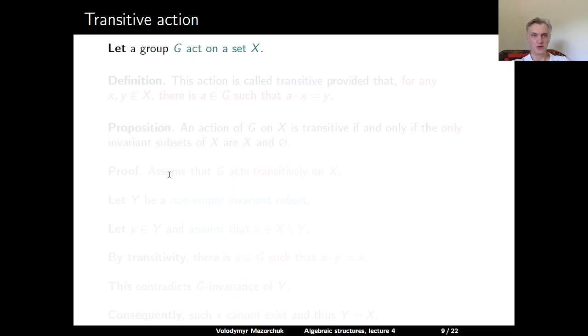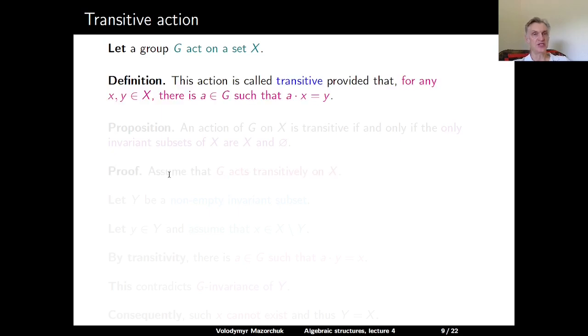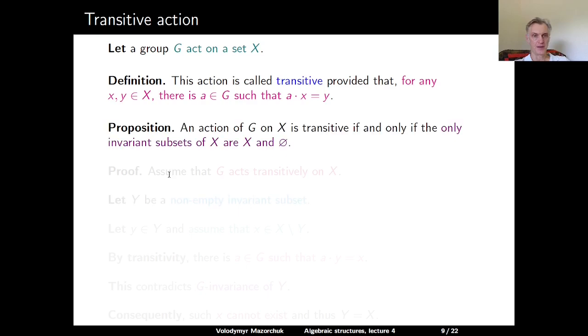So let G be a group which acts on some set X. Definition: this action is called transitive, provided that for any elements x and y in X, there is an element A in G such that A applied to x gives us y. Proposition: an action of G on X is transitive if and only if the only invariant subsets of X are X itself and the empty set.